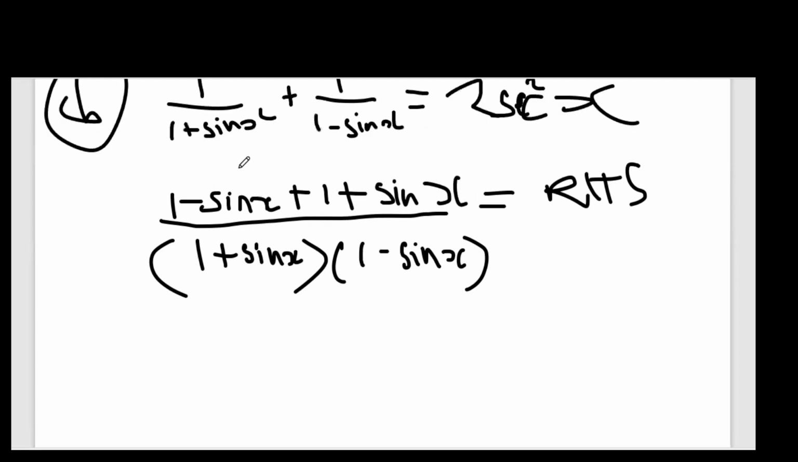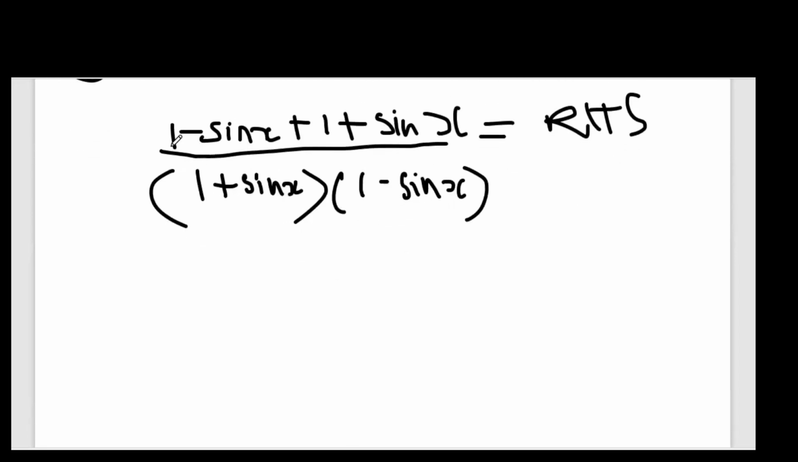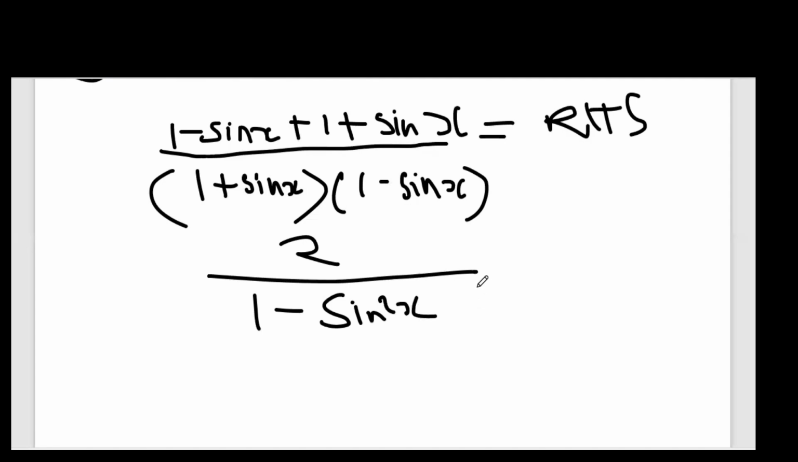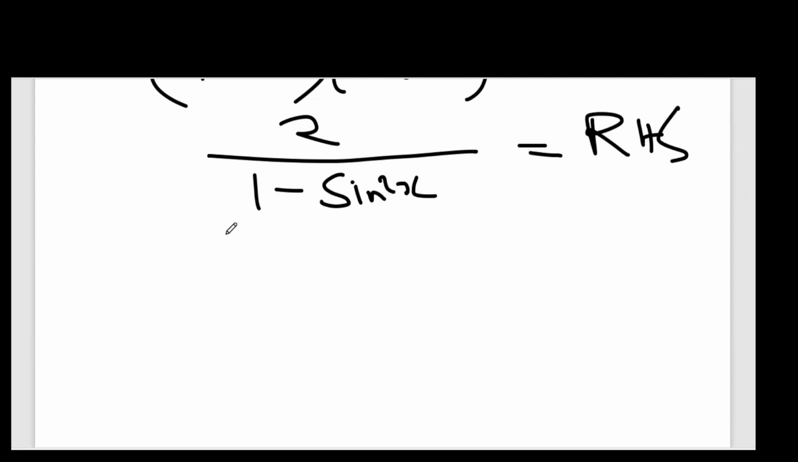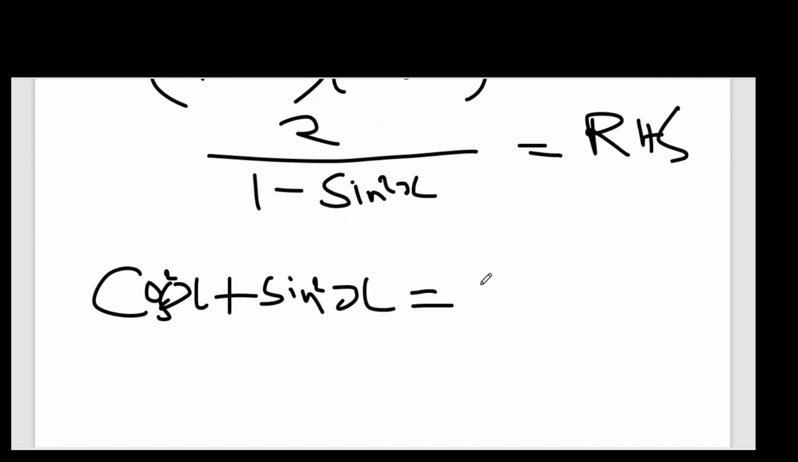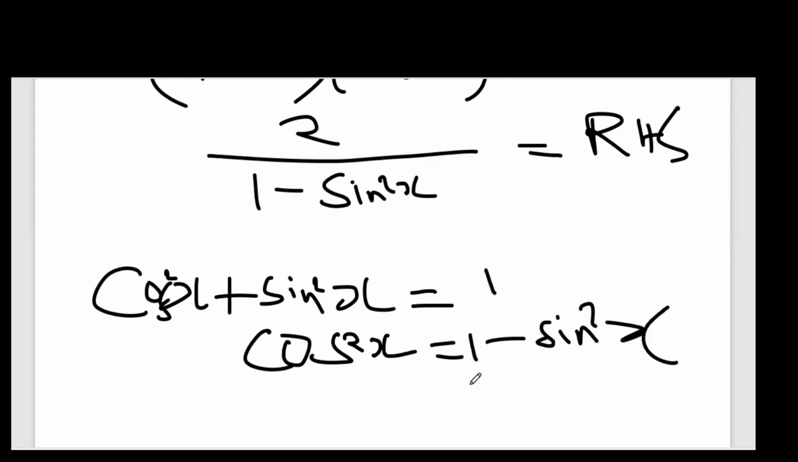So on top there, we notice that the minus sin x and sin x will cancel, and we just remain with 1 plus 1, which is 2, right? Over, and then down here, we notice that this is a difference of two squares, so it's just the same as 1 minus sin squared x. But we know this identity: cos squared x plus sin squared x equals 1, right? So it means cos squared x just equals 1 minus sin squared x. So in that place, we're just going to put cos squared x.